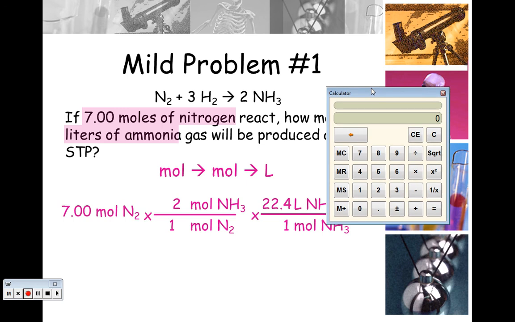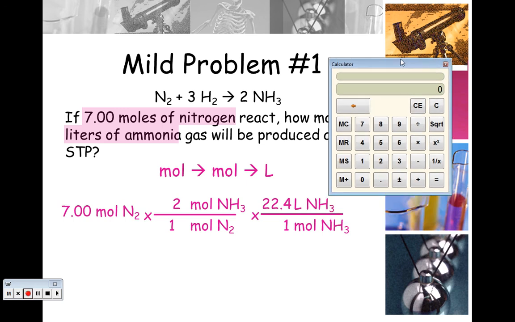Let's see how I put it in the calculator. I'm going to put in 7 times 2 times 22.4, and I get 313.6. At the bottom it's just going to be 1. So my answer is going to be 313.6 liters of what? NH3. Absolutely.